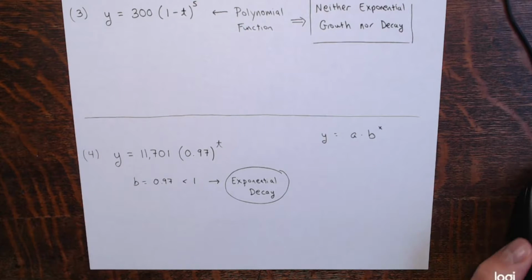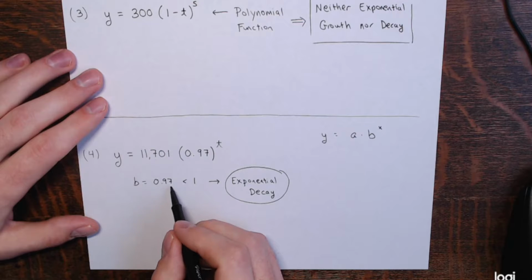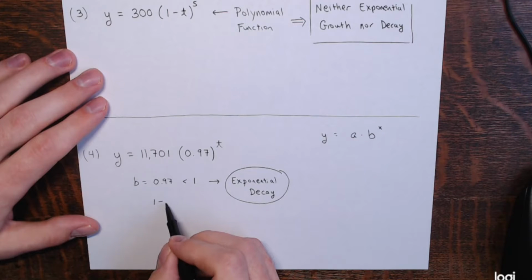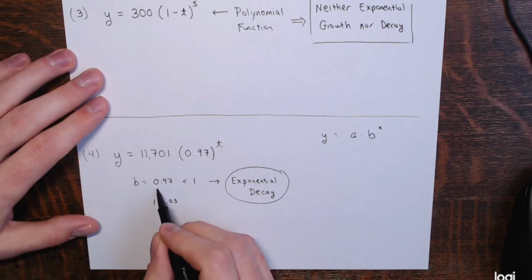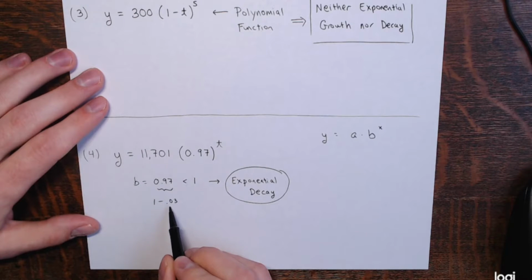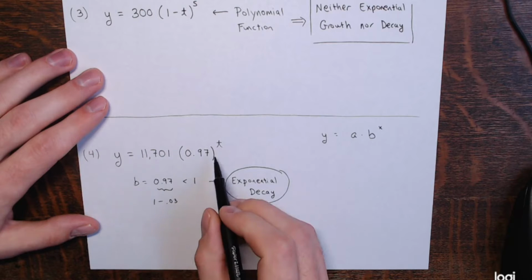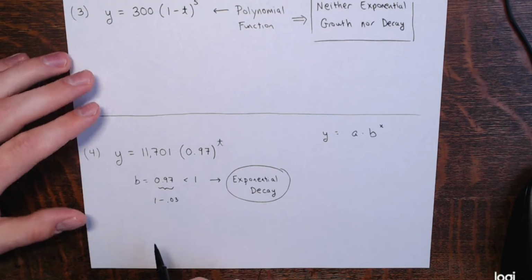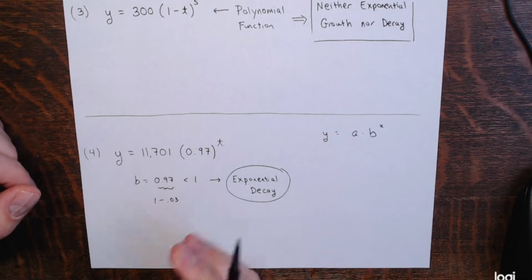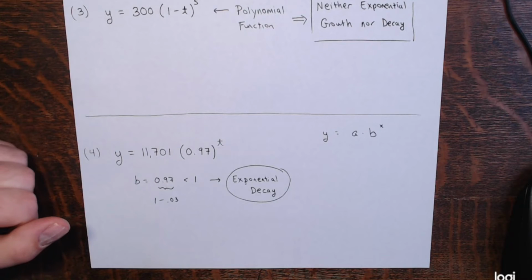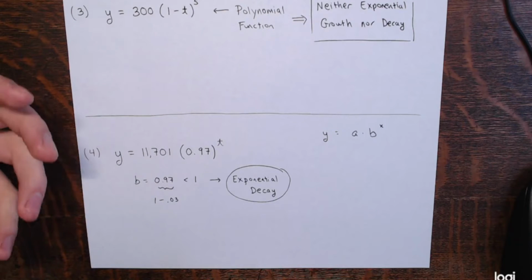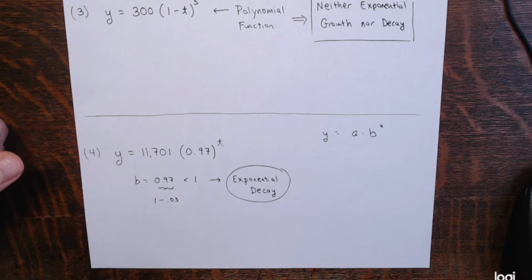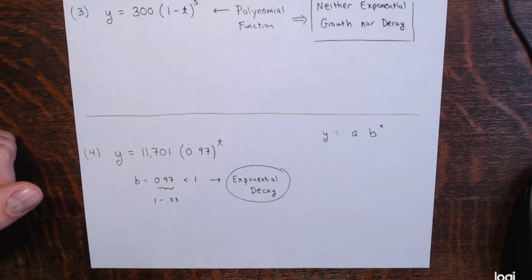Now, if you want to say, 0.97, this is 1 minus 0.03, right? So you'd say that every time I increase t by 1, the output decreases by 3%. Right? 0.03 is 3%. So every time the input increases by 1, the output is decreased by 3%, multiplied by 0.97, which is 3% less than the previous amount. If you want to say it that way, but you don't need to. I'm not going to.